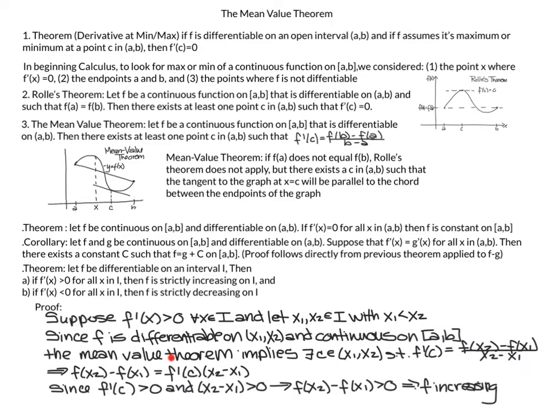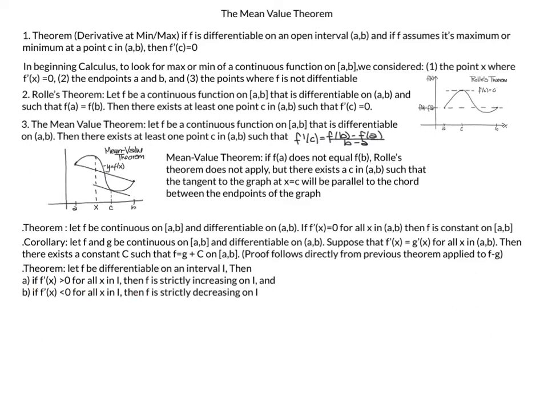Since f prime of c is greater than 0, because f prime of x is greater than 0 for all x, and also x2 minus x1 is greater than 0 because x1 is less than x2, that must mean everything here is greater than 0. That must mean f of x2 minus f of x1 must be greater than 0, which is exactly what we need to show that f is increasing. And the proof for part B is similar.